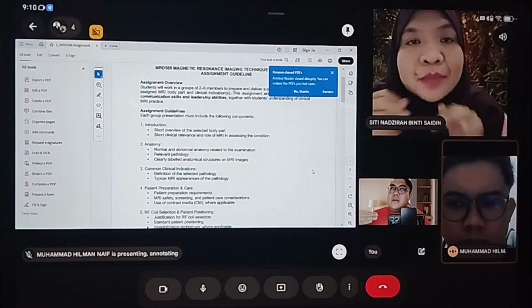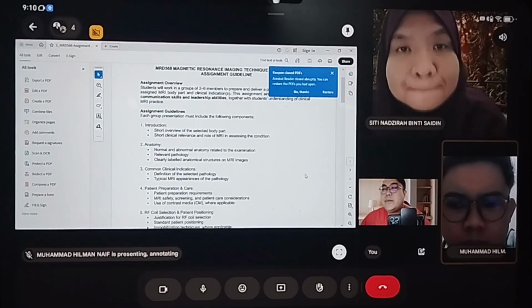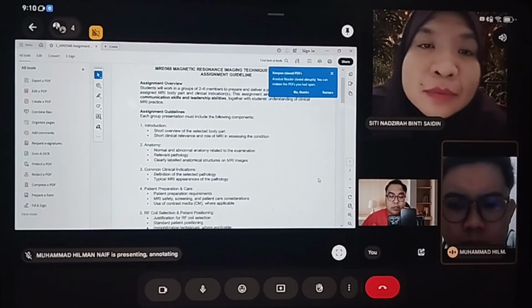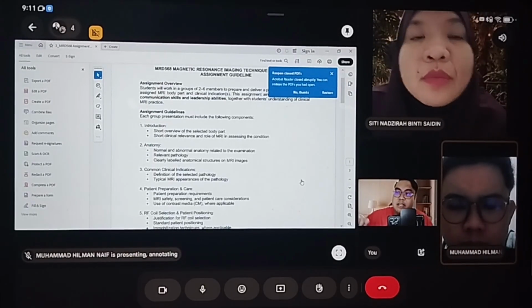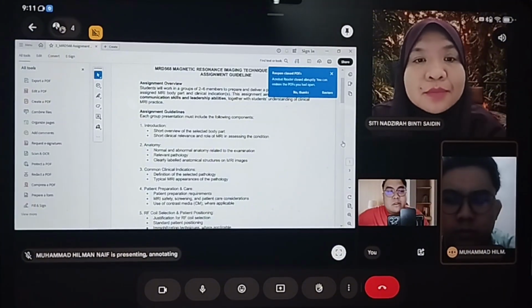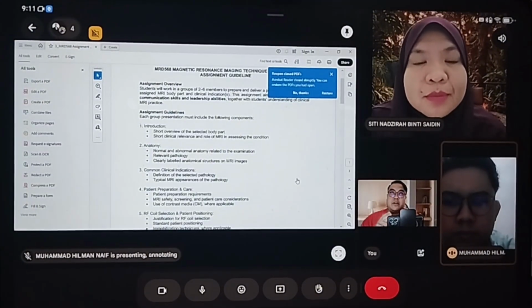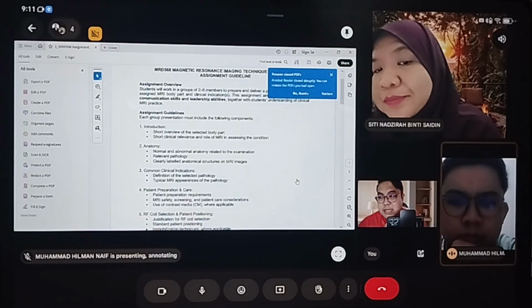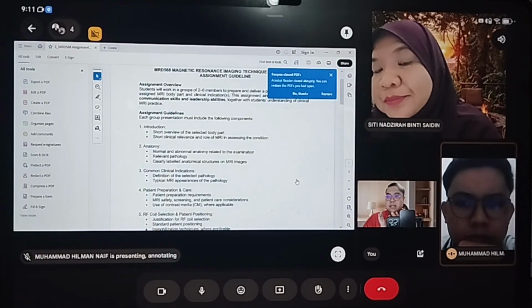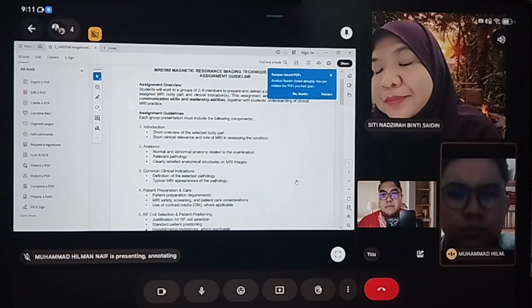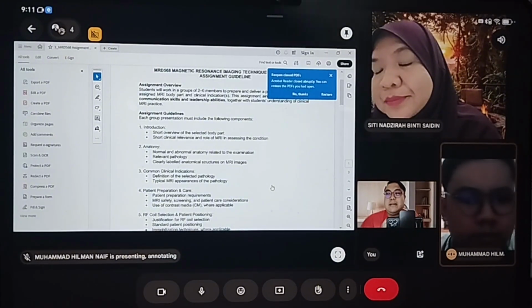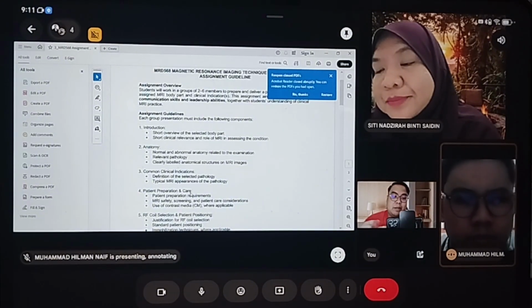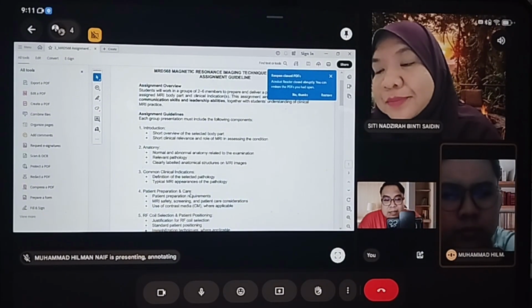In this assignment we also need to demonstrate good teamwork, communication, and leadership, because we got marks for communication and marks for the leadership discussion throughout the preparation process. So first, both of you, Nazira and Ilman, what do you think about the topic we've chosen for this assignment?